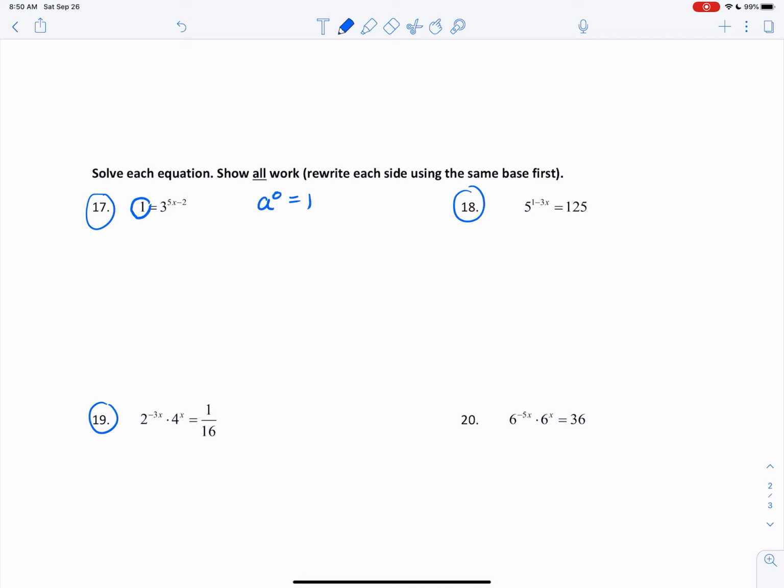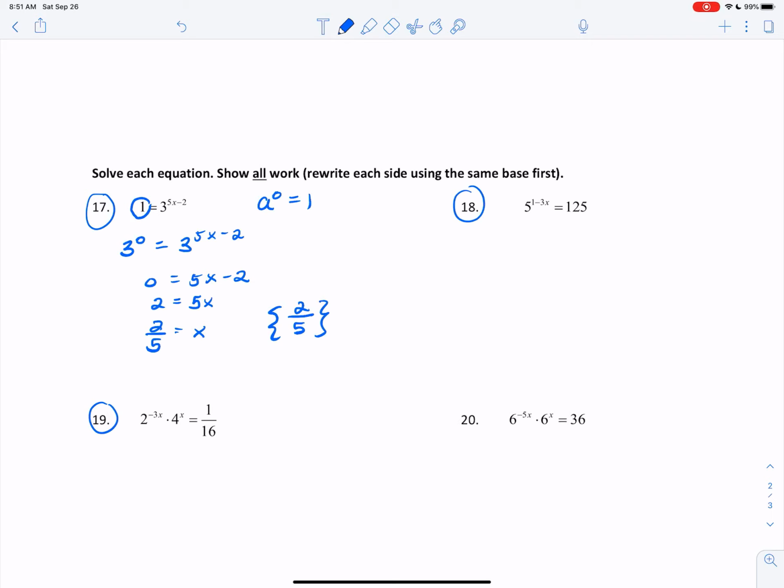Anything to the 0 is 1. So you can rewrite 1 using any base. So let's use 3 to the 0. So 3 to the 0 equals 3 to the 5x minus 2. And now we just have to set our exponents equal. 0 equals 5x minus 2. That will give us 5x equals 2, and x must be 2/5. Again, when we solve equations, when we're looking for a solution set, we use set notation in our answers.